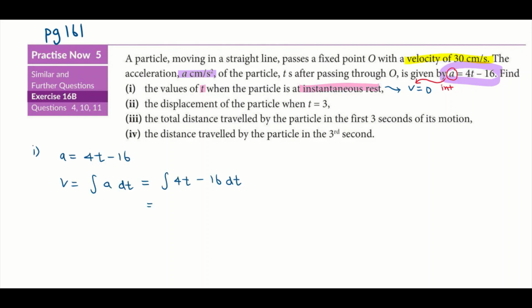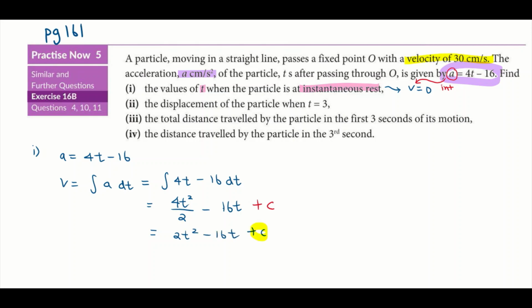So let's find velocity by integrating acceleration with respect to time. This will be the reverse of the power rule. I will do power plus 1 divided by the new power. After your integration, don't forget to add your plus c. We can simplify this further by dividing 4 by 2.